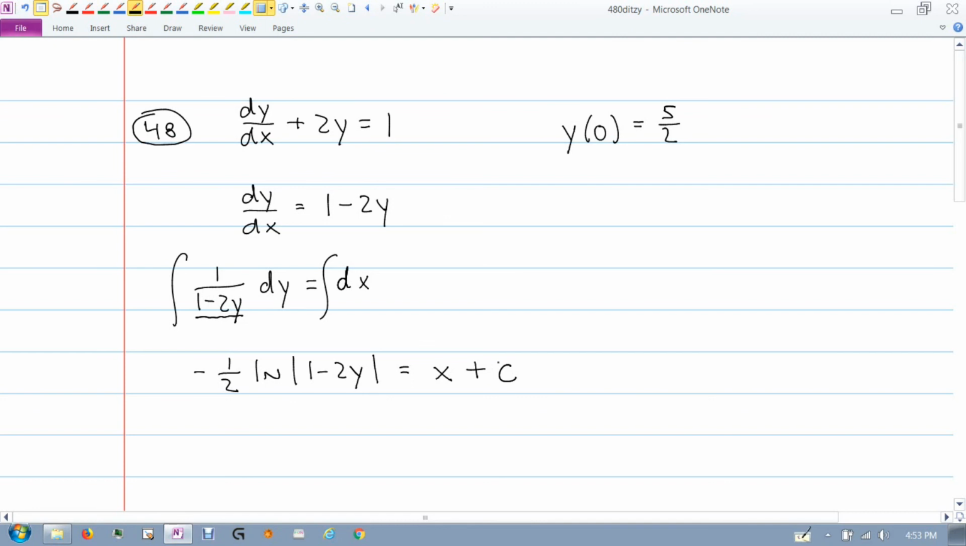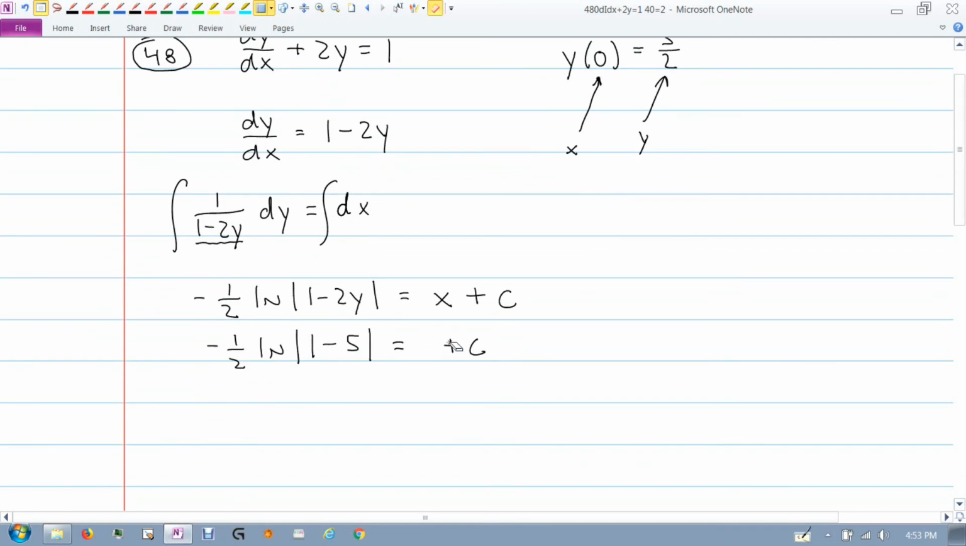So now, at this point, we are going to plug in 0 for x and 5 halves for y. So negative 1/2 natural log of 1 minus 5 halves times 2 is just 5 equals x plus c. I forgot to replace x with 0, so that's 0. So it's just c here. And that doesn't look too bad. Negative 1/2. This is going to be natural log of the absolute value of negative 4, which is just 4.